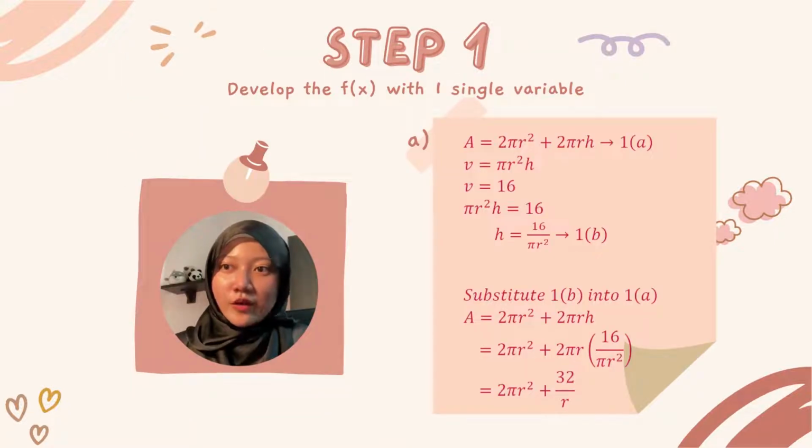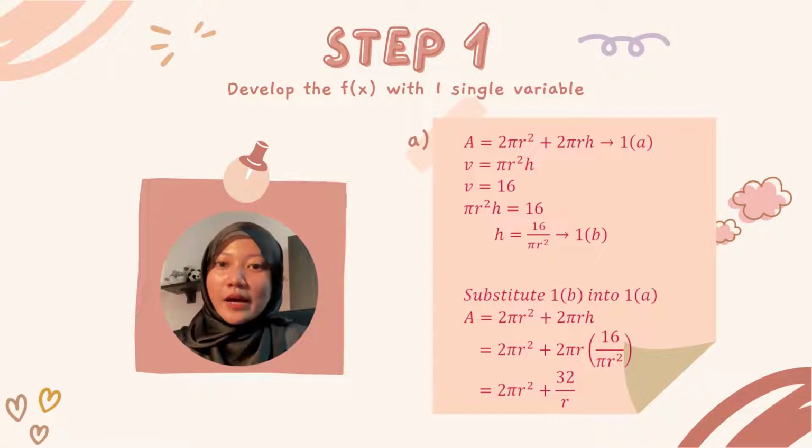In order to solve question A, we need to find the area of the cylinder. The formula is 2 pi r square plus 2 pi r h. This will be our first equation. So, after we find the area, step 1, develop the function with one single variable. As you can see, we have 2 different variables, which are r and h. Hence, we need to replace the h by using the information given, because the question is to express the surface area A in terms of r.